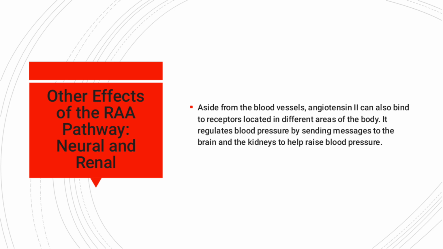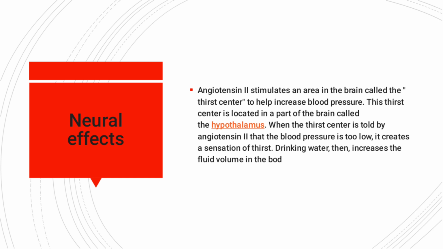The effects of the renin-angiotensin pathway, neural and renal. Aside from the blood vessels, angiotensin 2 can also bind to receptors located in different areas of the body. It regulates the blood pressure by sending messages to the brain and the kidney to help raise the blood pressure. Neural effects. Angiotensin 2 stimulates an area in the brain called the thirst center to help increase the blood pressure. This thirst center is located in the part of the brain called the hypothalamus.